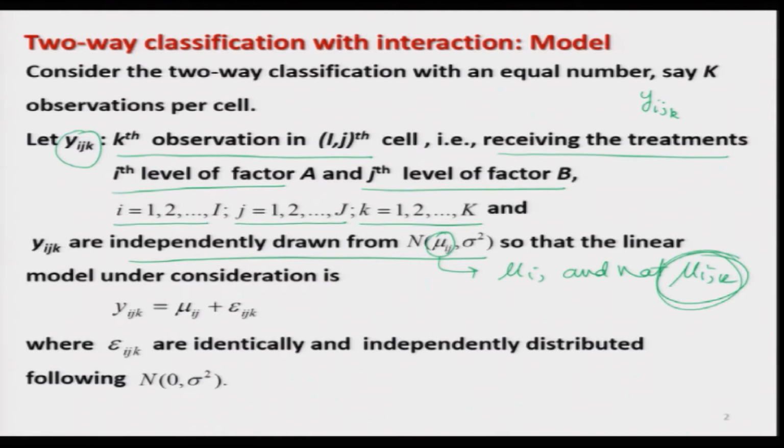Right. So, now I can express my observation y_ijk as mu_ij plus epsilon_ijk, where epsilon_ijk are the IID random errors, which are identically and independently distributed, and they follow a normal distribution with mean 0 and variance sigma square. As you know, during the estimation part we will not require the assumption of normality, but when we are going to conduct the test of hypothesis, then in order to derive the statistics, we will require the normality assumption.